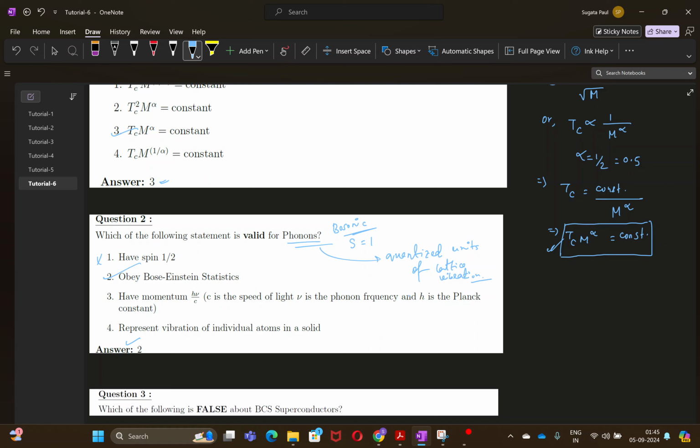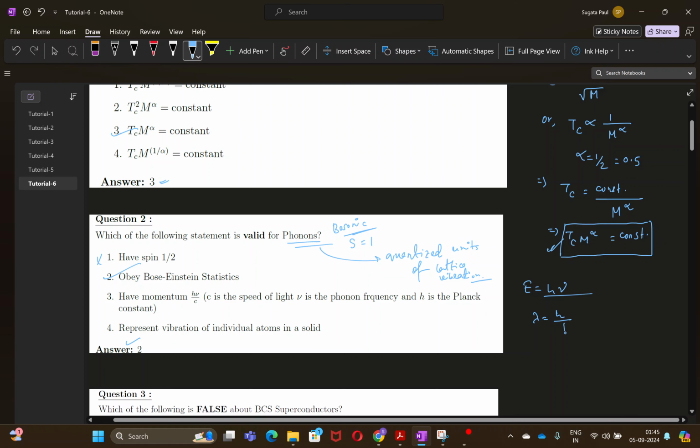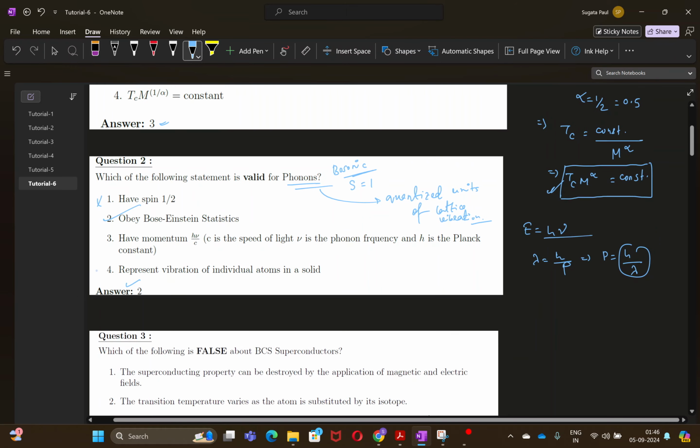So one thing is for sure, that your energy can be written as h times nu, Planck constant times frequency, and you know that the wavelength lambda can be h by p, or the momentum can be h by lambda, right? Now if you have light, so this option is already not true.